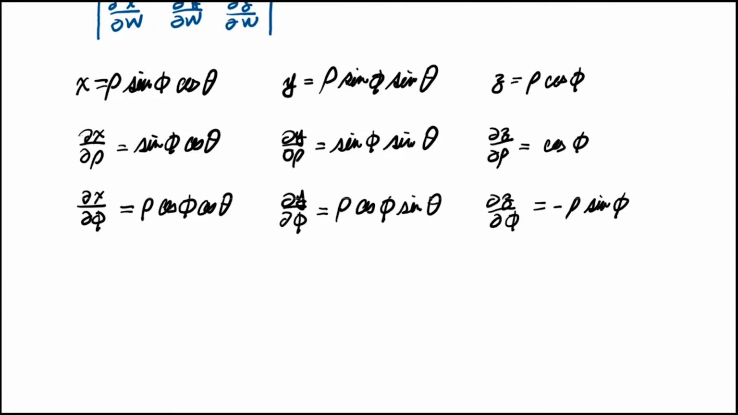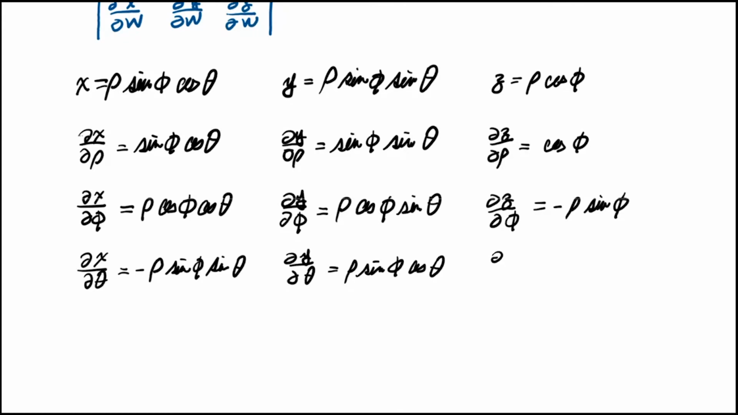With me? One more left. So partial x over partial theta is negative rho sine phi sine theta. Partial y, partial theta is equal to rho sine phi cosine theta, and then partial z, partial theta. There's no theta in there, so it's 0. So far, so good. Let's take a determinant of this thing.